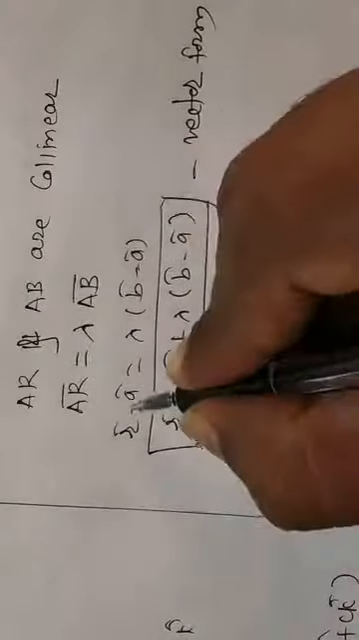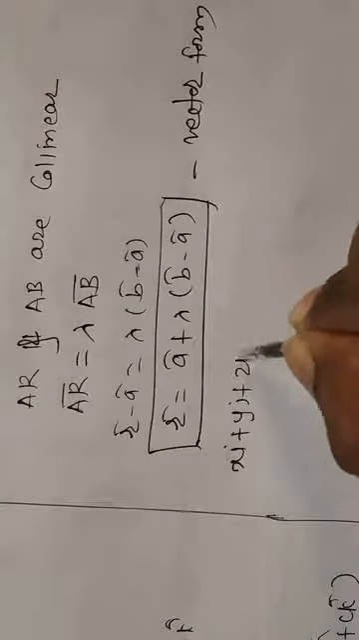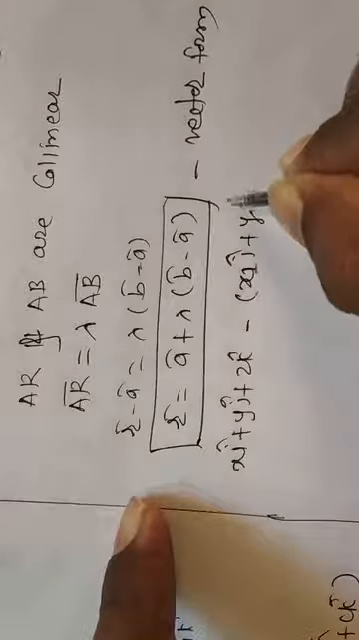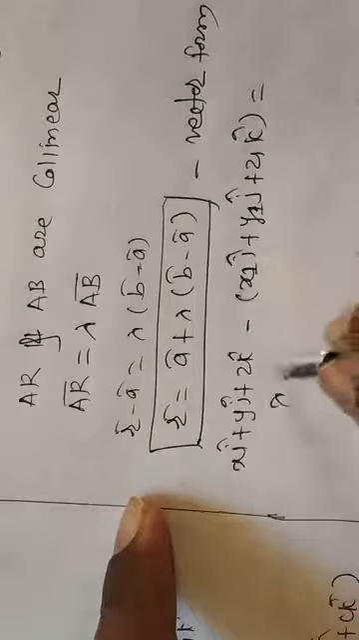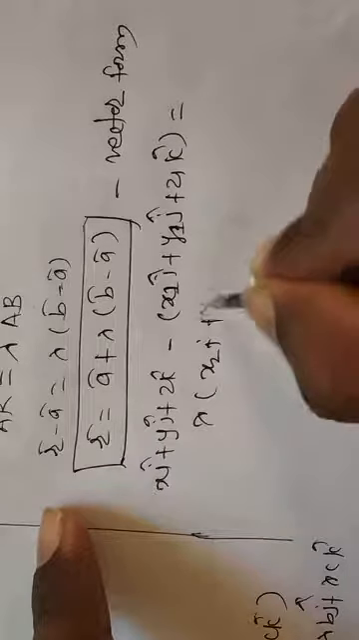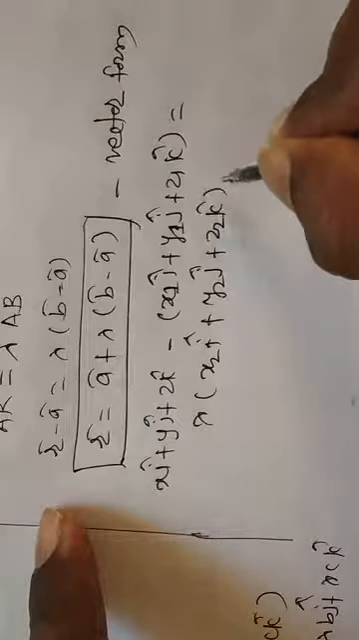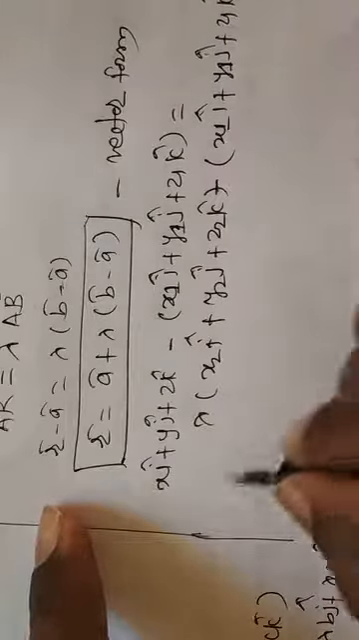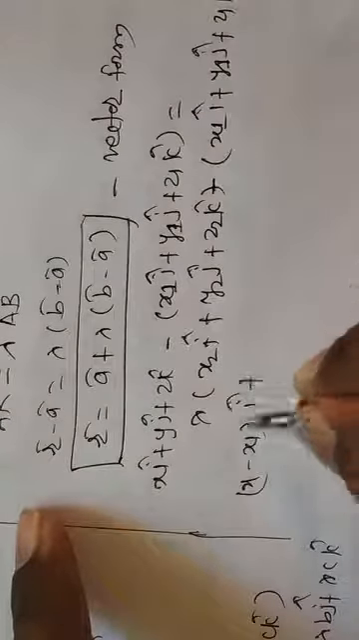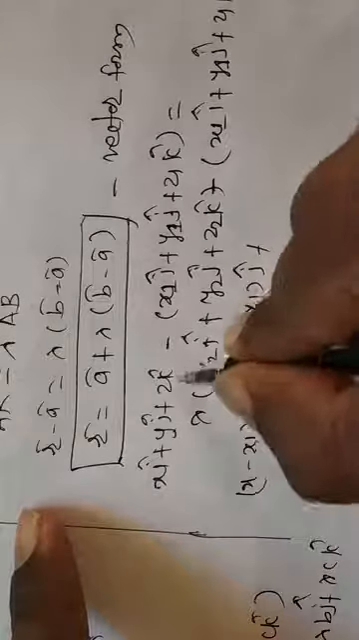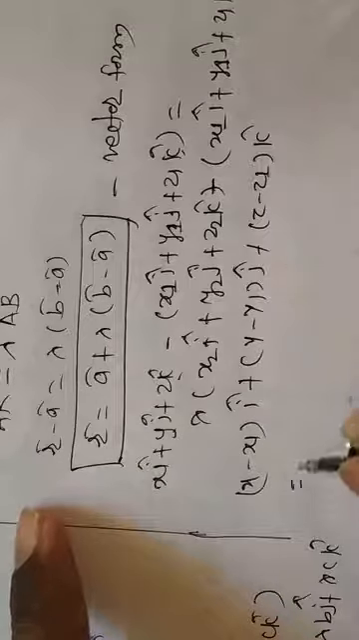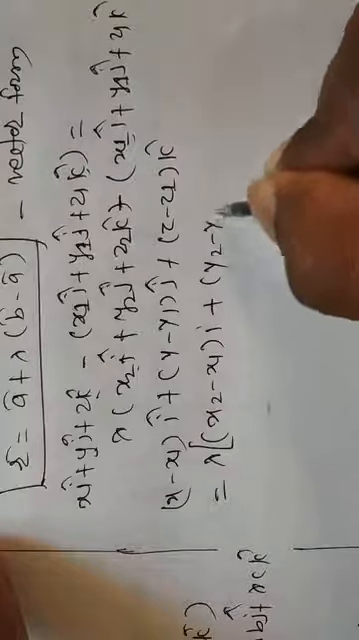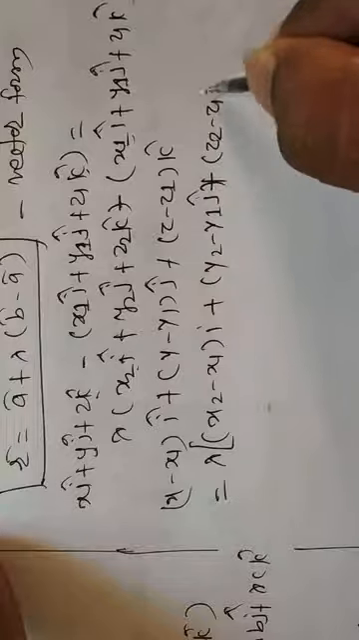Now, as we know, R bar is equal to x i plus y j plus z k, minus A bar, that is x1 i plus y1 j plus z1 k, is equal to lambda times B bar minus A bar, where B bar is x2 i plus y2 j plus z2 k and A bar is x1 i plus y1 j plus z1 k. Subtracting, x minus x1 of i plus y minus y1 of j plus z minus z1 of k is equal to lambda times x2 minus x1 of i plus y2 minus y1 of j plus z2 minus z1 of k.